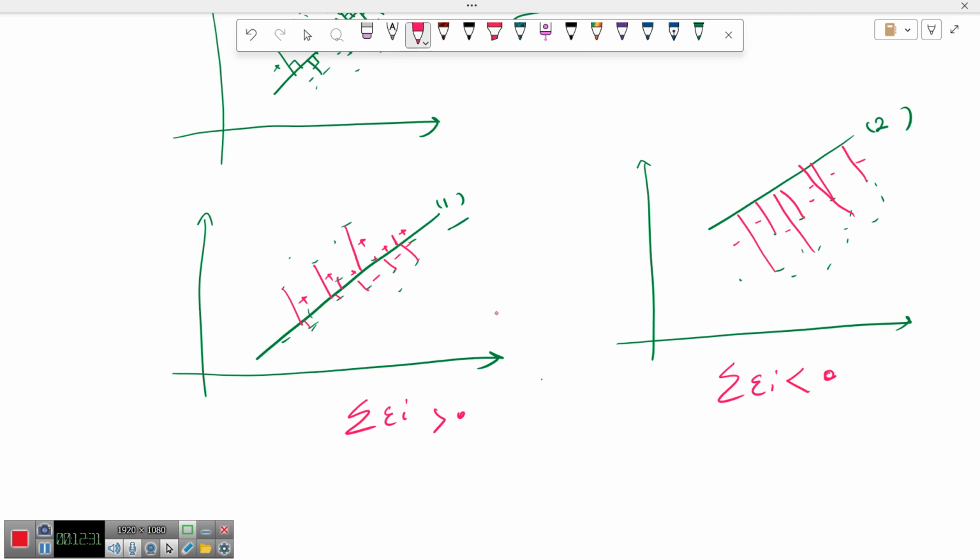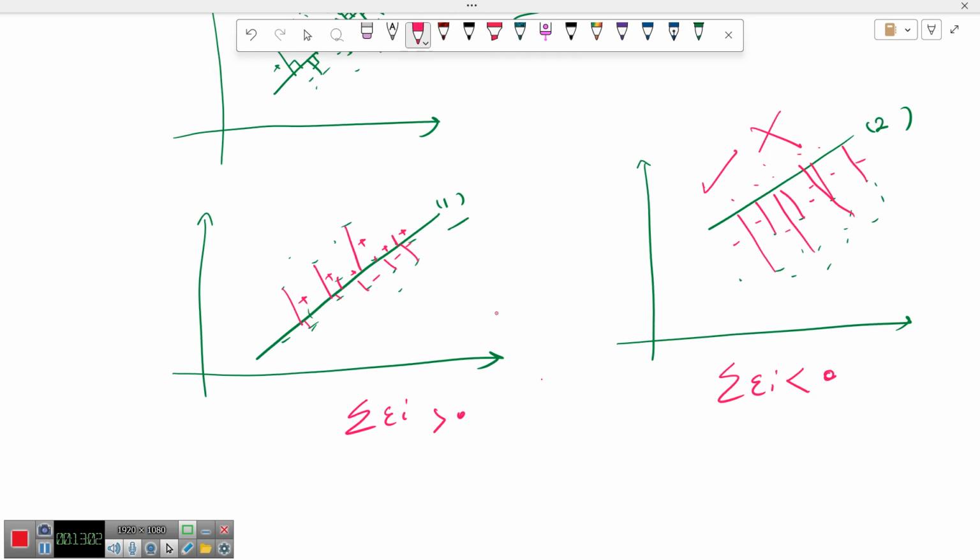The second line has many negative errors that could cancel out, for example, the positive ones. This would result in a smaller total error, but visually and based on the actual relationship between the data, this line is clearly not a good fit. So just summing the errors does not always give us the right model.